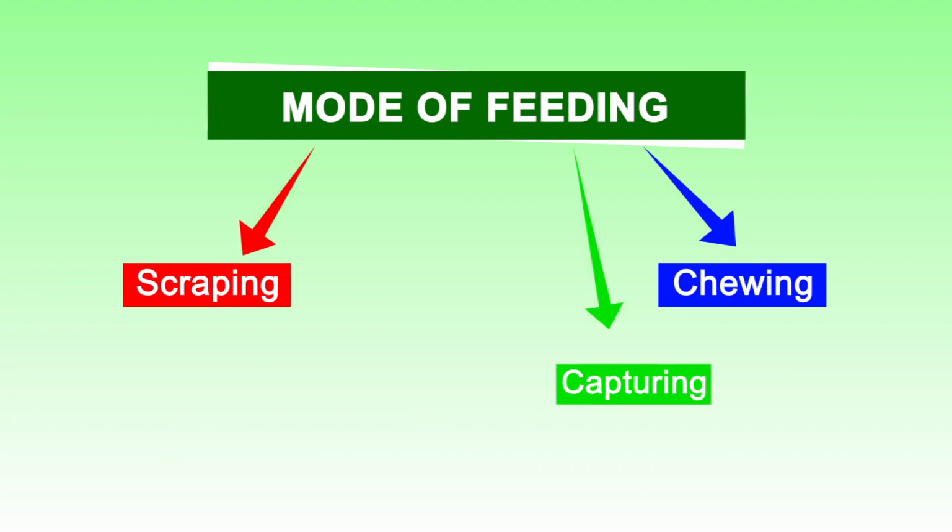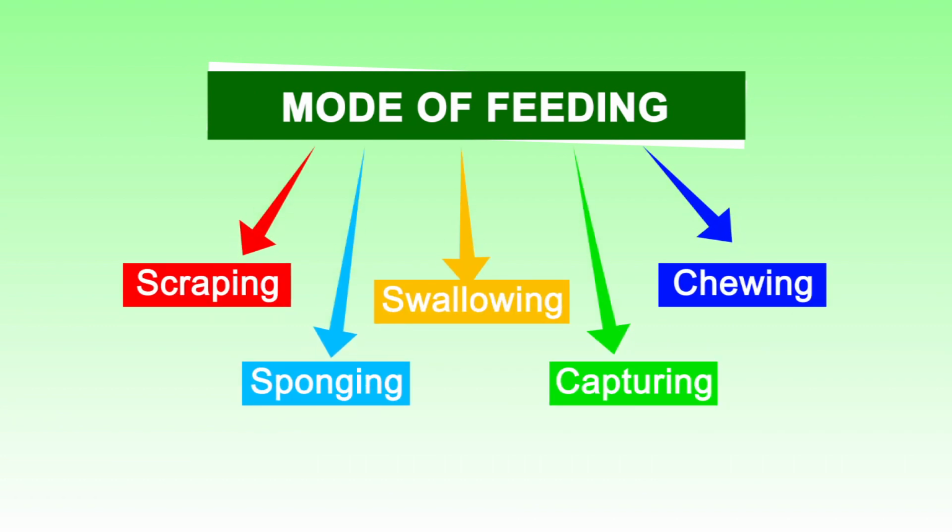Now let's have a discussion on the mode of feeding. The mode of taking food into the body varies from one animal to another. Scraping, chewing, capturing, sponging, swallowing, etc. are the different modes of feeding. How do we take food? We take food by chewing and swallowing. Let us see some of the feeding habits of other animals.